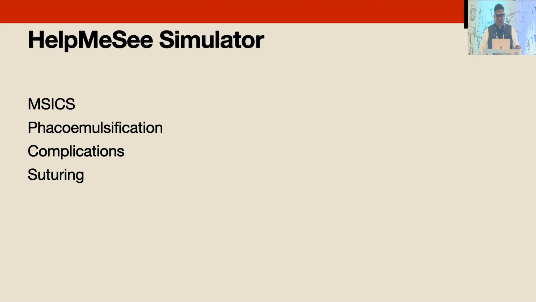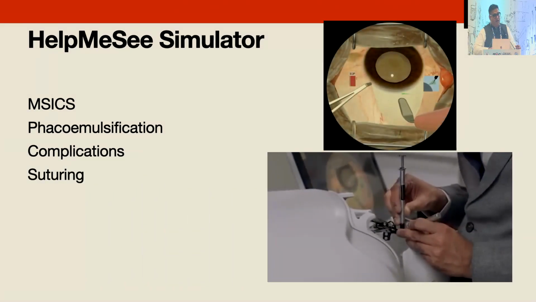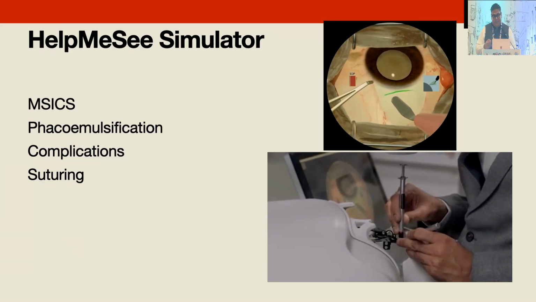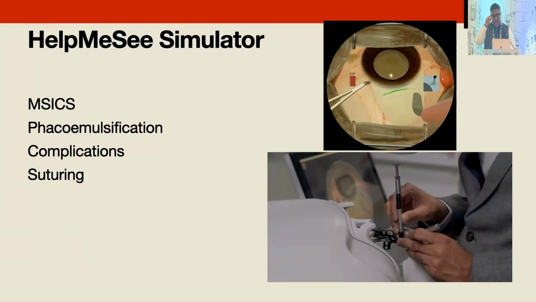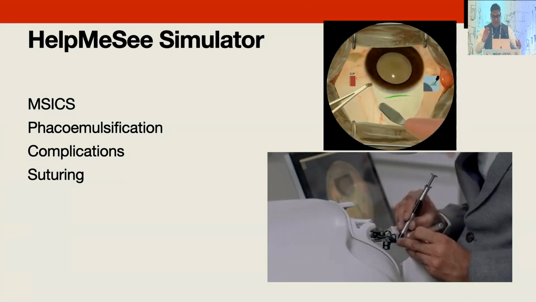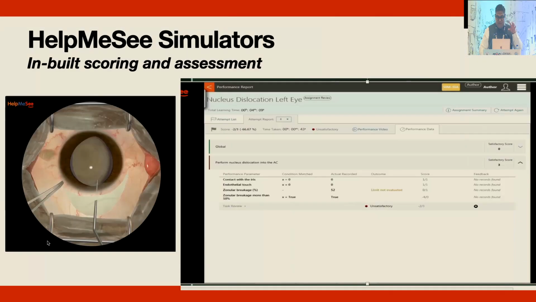So the Help Me See surgery simulator is available for SICS, for phacoemulsification, for complicated scenarios like putting in a CTR, anterior vitrectomy, and for scleral suturing. How does it work? It is designed to resemble a patient, and you've got haptics or handpieces, and what you see through the microscope is the eye that you see on top. And you can see the surgeon here wiggling his hands, which is basically the crescent going through the scleral tunnel. It has a 3D visual that you see, and this is the assessment.